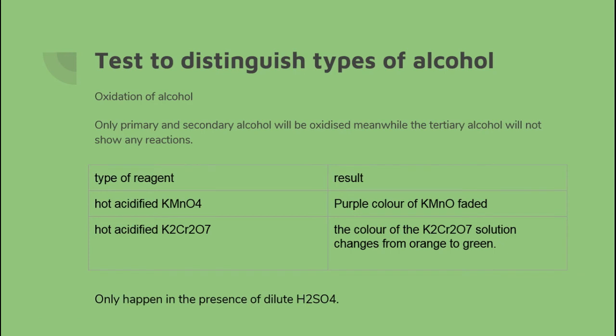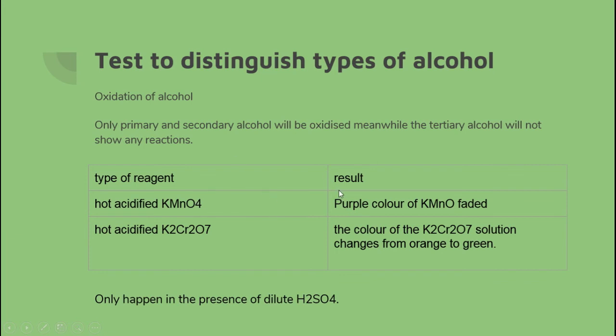Another type of test to distinguish types of alcohol is oxidation. In oxidation, only primary and secondary alcohol will show reactions toward the oxidation reagents. We have different types of oxidation reagent. Here we have potassium permanganate and potassium dichromate.